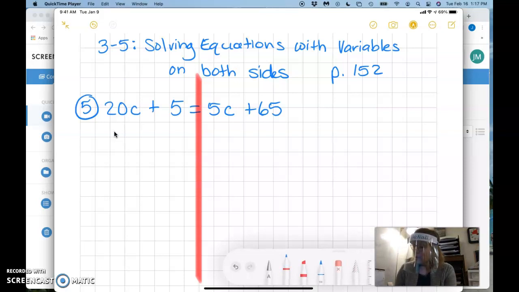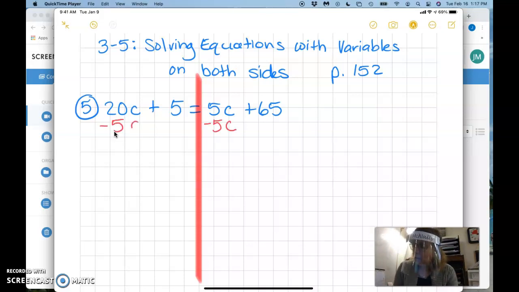So let's see. If I want to get my variables on the left side, that means I'm going to have to move 5c over with the 20c. And when I want to move something across the equal sign, I have to do the opposite. Kayla, are you with me? Okay, so I'm going to minus 5c from both sides.